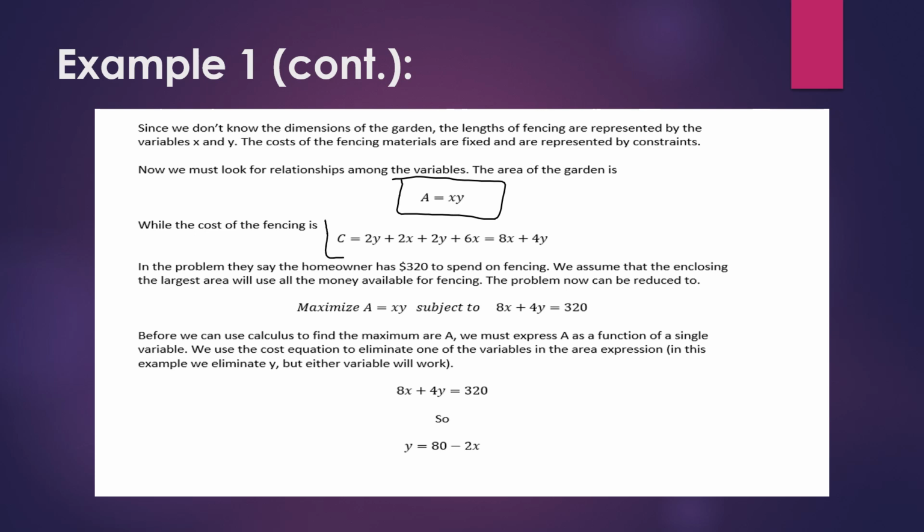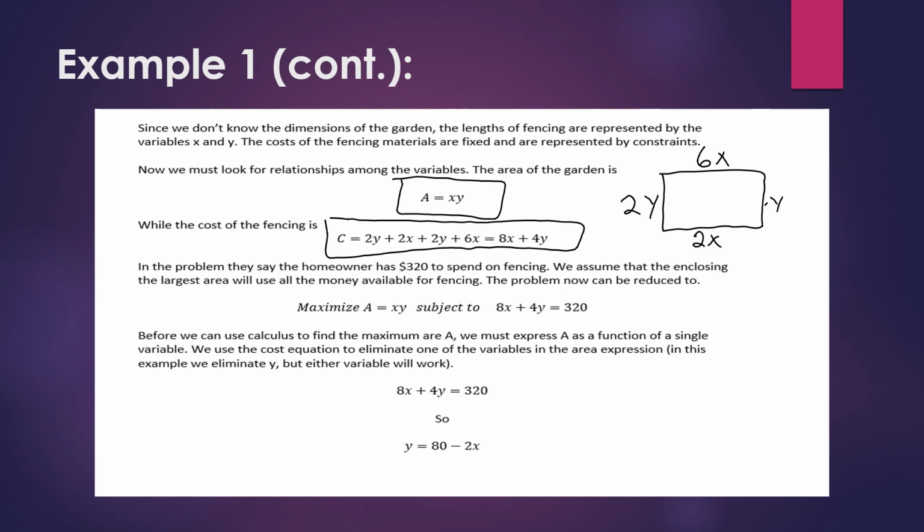And if I want to calculate the cost, I can take a look at this equation. I knew the dimensions were X times Y, and the costs were 6X for the wood, 2X for the chain link fence, 2Y for chain link fence, and 2Y for chain link fence. So C is 2Y plus 2X plus 2Y plus 6X, or 8X plus 4Y. We also know that we have $320 to spend, so I can plug that in for C.